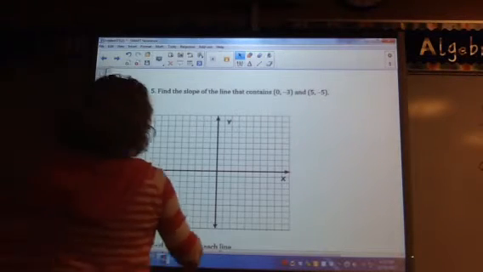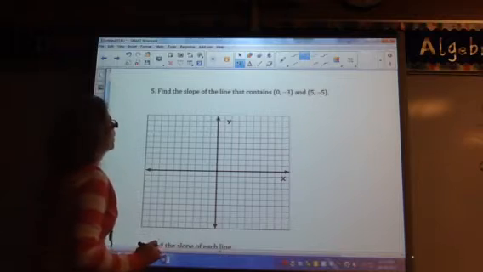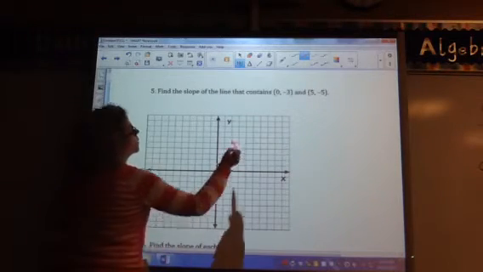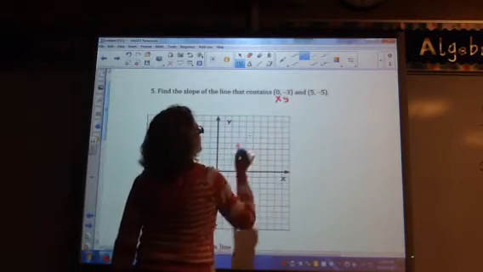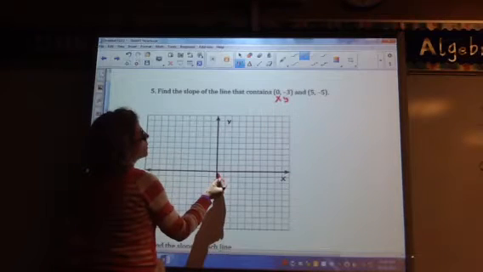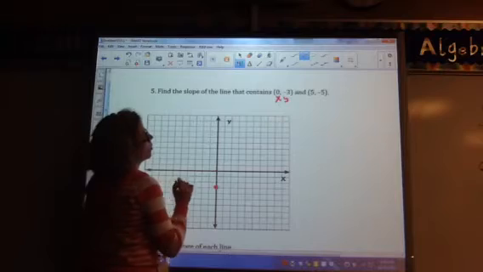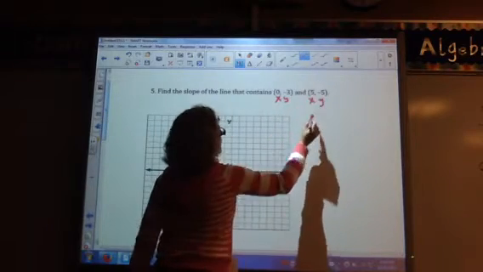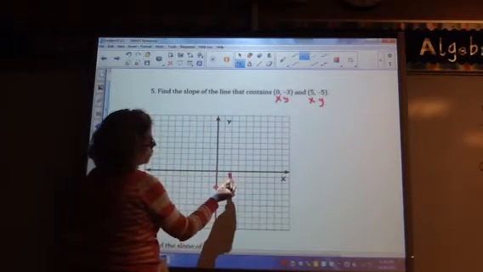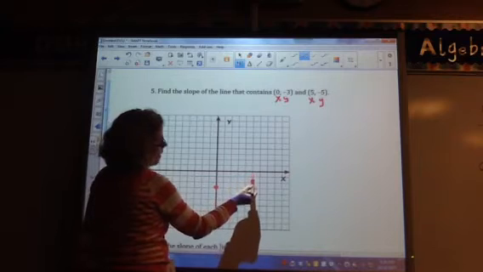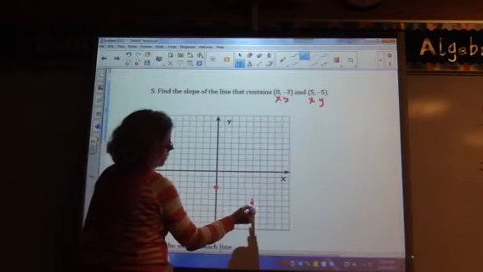Okay, so number 5 here, we want to find the slope by graphing the points first. Remember, this is your x and your y. So 0, we stay at 0 and we go down 3. First point. Second point, x, y. So we go right 5, 1, 2, 3, 4, 5, down 5, 1, 2, 3, 4, 5.